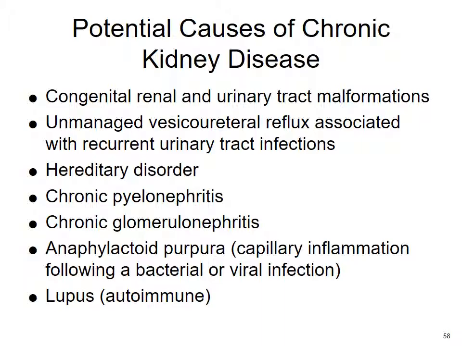Potential causes of chronic kidney disease include congenital renal and urinary tract malformations, unmanaged vesicoureteral reflux associated with recurrent UTIs. It may be a hereditary disorder, chronic pyelonephritis, chronic glomerulonephritis. There's a cause called anaphylactic purpura, which is a capillary inflammation following a bacterial or viral infection, or lupus, which would be an autoimmune cause.